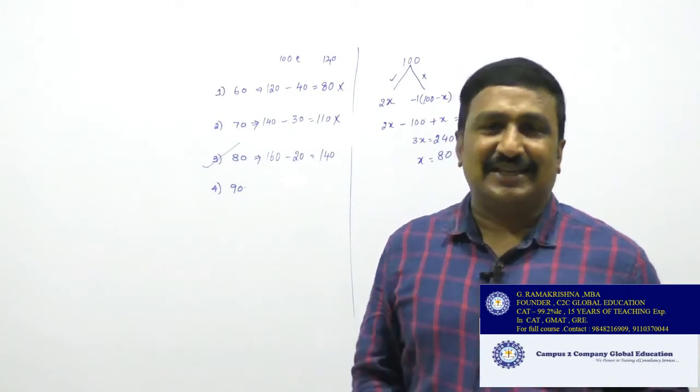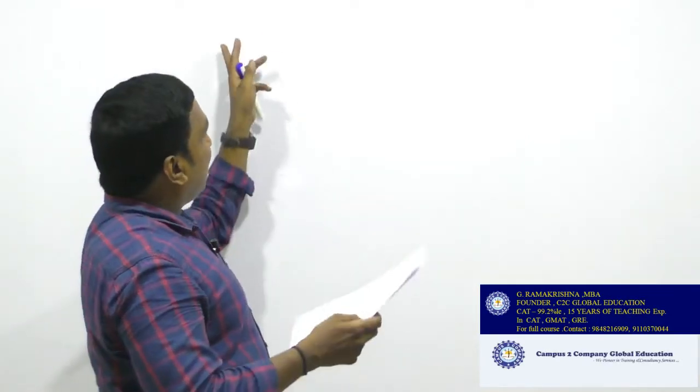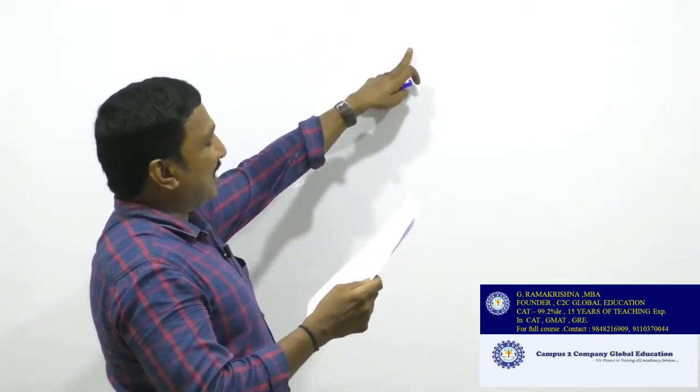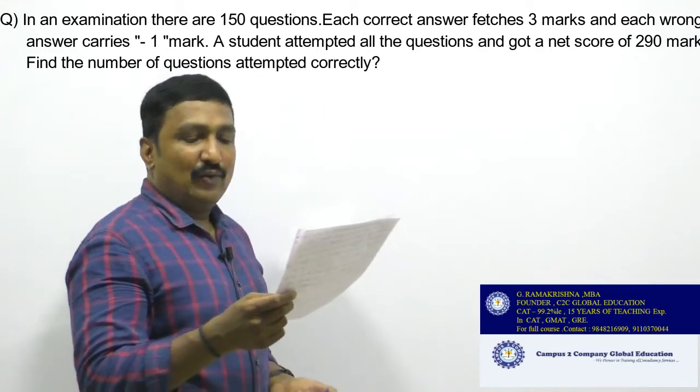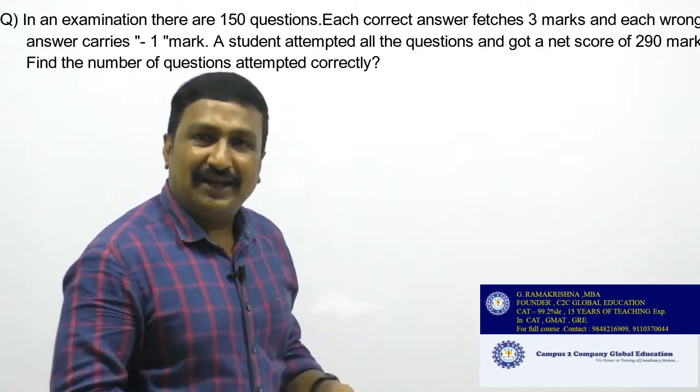We will discuss the next examination based question friends. So the next question is, in an examination there are 150 questions. Each correct answer carries 3 marks and each wrong answer carries minus 1 mark. A student attempted all the questions and got a net score of 290. Find the number of questions attempted correctly.